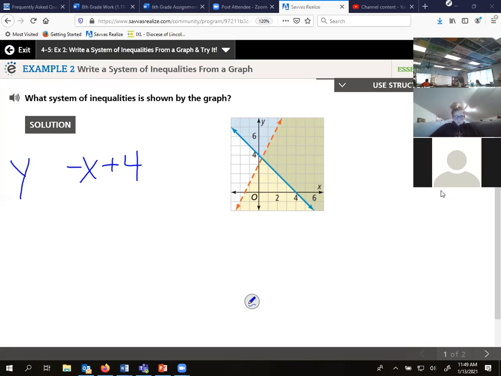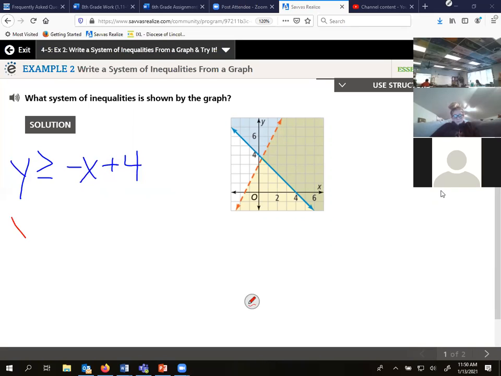Okay. Is the line solid or dashed? Solid. So I'm going to have that "equal to" thing there. And then did we shade above or below? So do we want greater than or less than? Okay, that's your first line. You can forget about the blue.